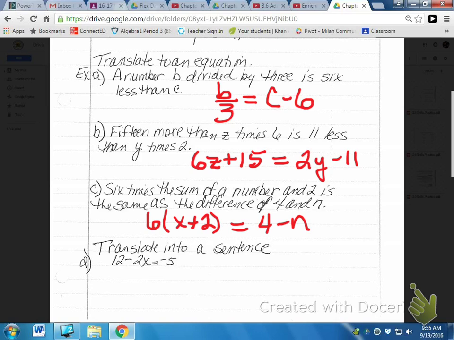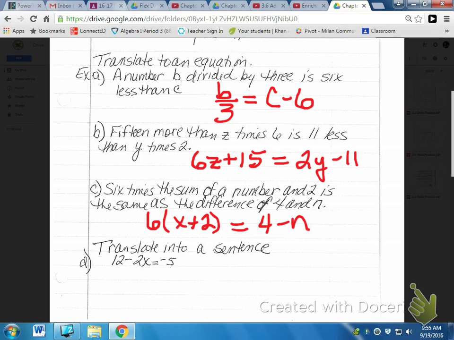6 times the sum, that means in order for the sum to happen first, you've got to put it in parentheses, the sum of a number and 2. So he chose x for the number, x plus 2, equals, that is same as, the difference of 4 and n. When they say the difference of 4 and n, where the word and is, that's where the sign goes, which would be minus. 4 has to come first, n has to come second. Okay, questions about that?